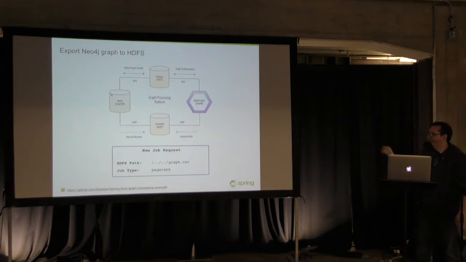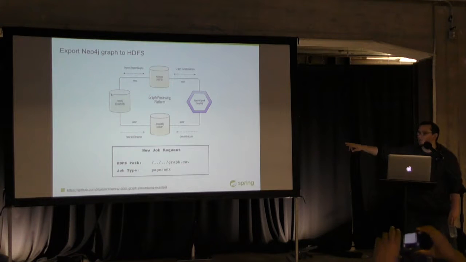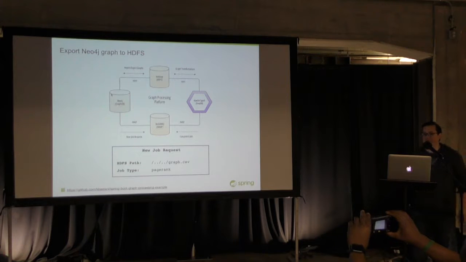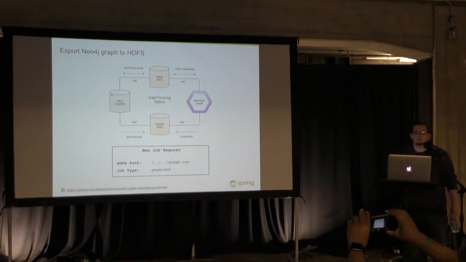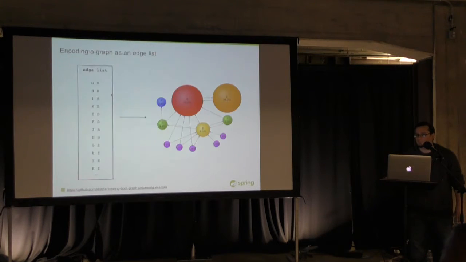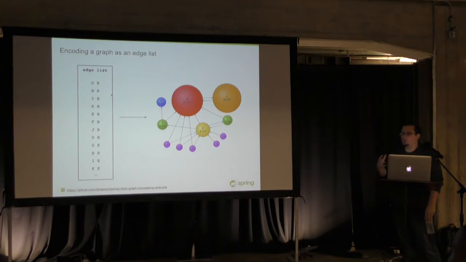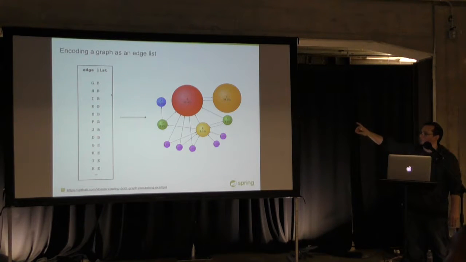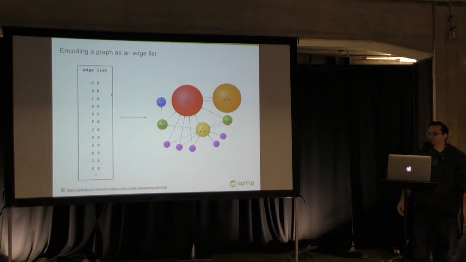Here we have our new job request that has the HDFS path that we exported our graph to, and that's as a CSV. That's just going to be an edge list, which is going to be the ID of one vertex as it's connected to another vertex. And then the job type. In this case, we're going to use PageRank. An edge list is just a very compressed view of a graph. It only gives us the relationships, the edges, and we can recreate just the shape of the graph using this edge list. As you see here, we have a definition of this graph just stored as two columns in our CSV export.